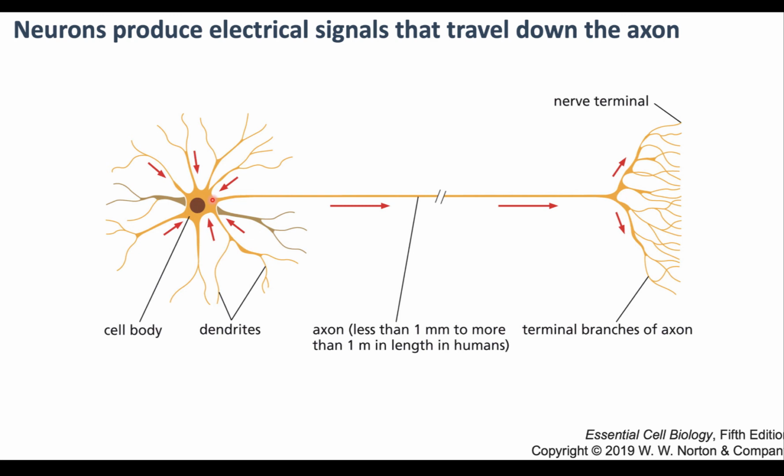These messages are processed in the cell body, and if the right conditions are met, the neuron will fire an electrical signal called an action potential. And the action potential can travel down the length of the neuron till we reach the end, the nerve terminals. And this neuron might stimulate another neuron to fire, or maybe do something like stimulate muscle contraction.